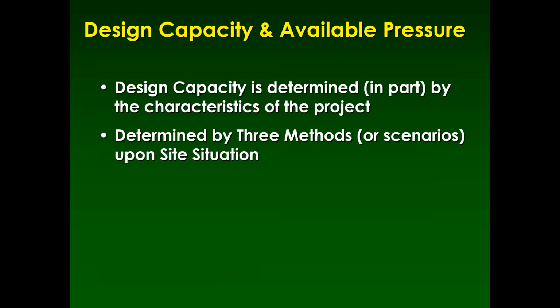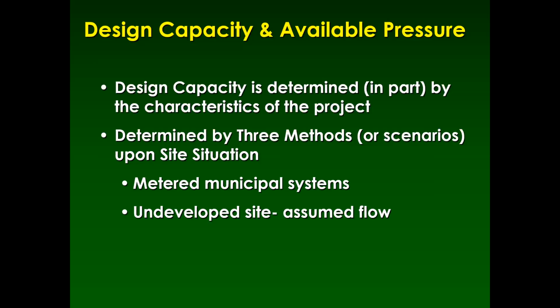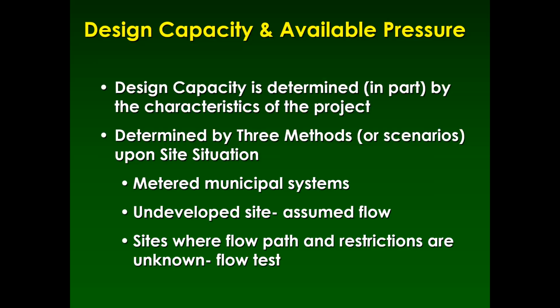So whatever we design is going to come from our project. It's going to be determined by three particular methods, or in this case scenarios, depending on our site. We could have a metered municipal system, which is that picture I posted earlier with the house on the hill, where we're tying into a municipal water system. We could have an undeveloped site, so we could basically build our flow. Or a site where flow path and restrictions are unknown, where we have to do a flow test.